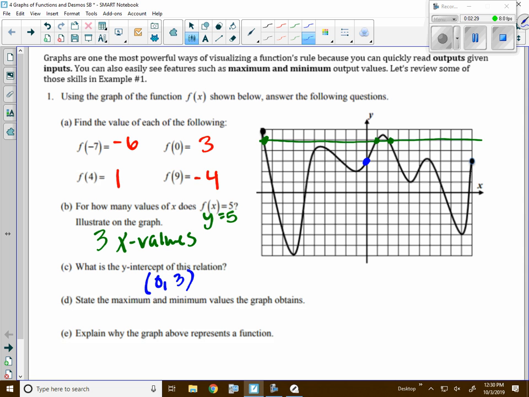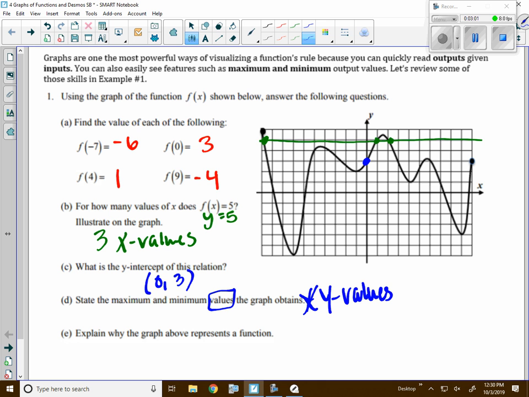Okay, now D we haven't talked about yet. It says state the maximum and minimum values. When I ask you for the maximum and minimum values, you are going to give me only y values. Everybody say y values. Okay, make a little note there. Whenever you see the word value, you're only giving me y values. Okay, for min and max.